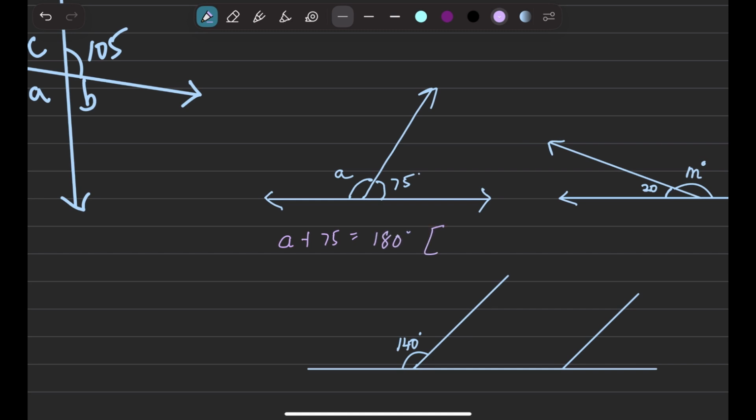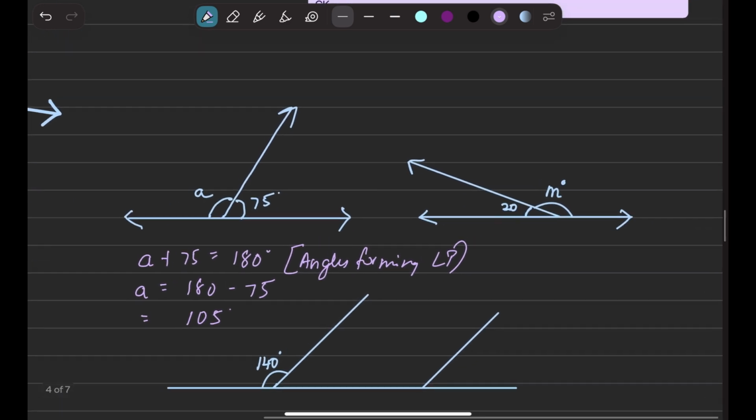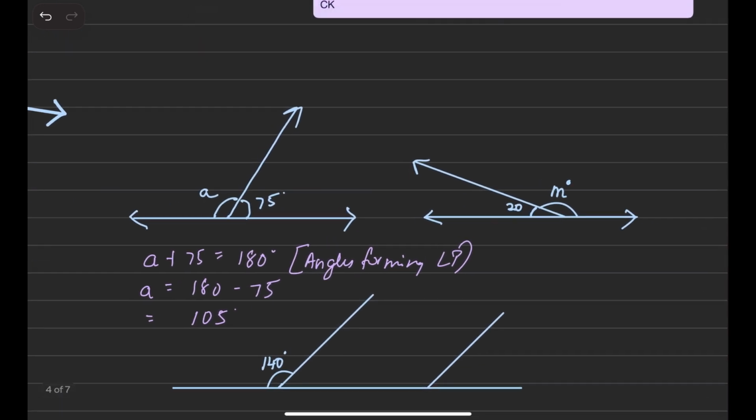Reason, angles forming linear pair, or you can straight write linear pair. Therefore, A is 180 minus 75. That is 105 degrees. Next one, look over here. This one I've given. Again, there is a linear pair. That means this plus this is 180.